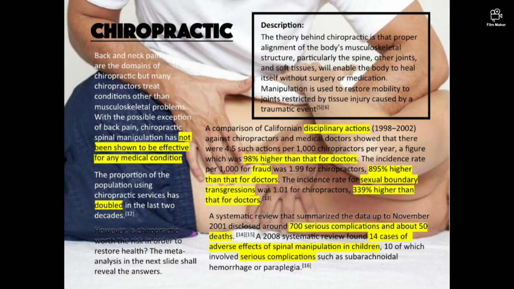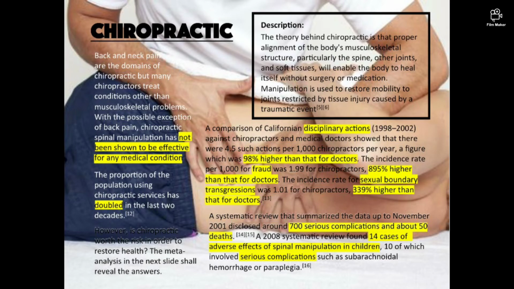Back and neck pain are the domains of chiropractors, but many treat conditions other than musculoskeletal problems. However, chiropractic spinal manipulation has not been shown to be effective for any medical condition with the possible exception of back pain.